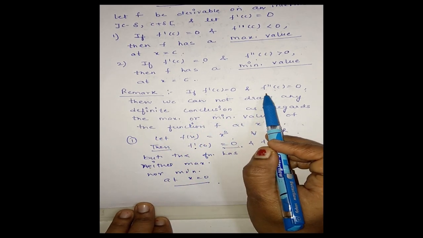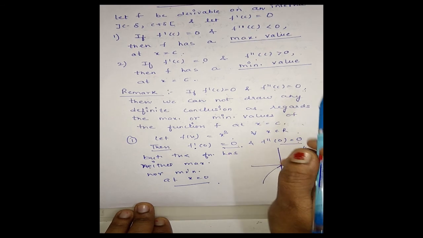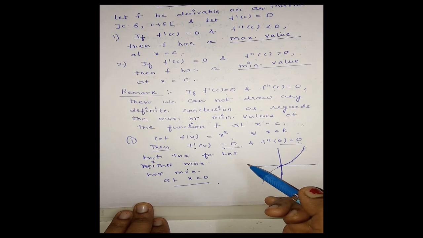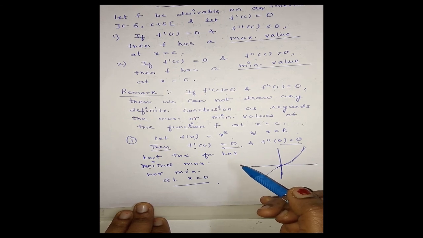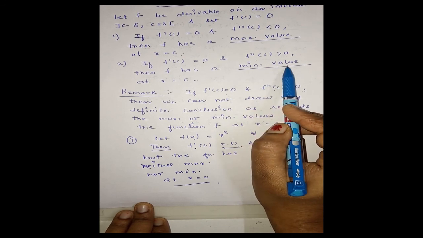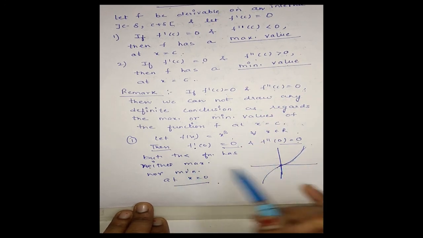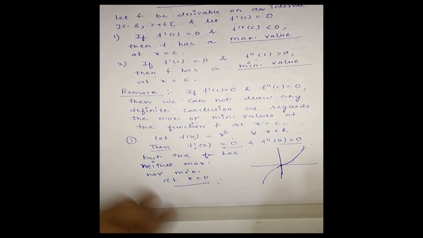Okay, if f double dash c is not equal to 0, then we can draw the conclusion about maximum or the minimum. If it is less than 0, then we have a maximum value. If f double dash is greater than 0, then we have a minimum value. Okay, if it is 0, we cannot draw any conclusion. Here we see this.